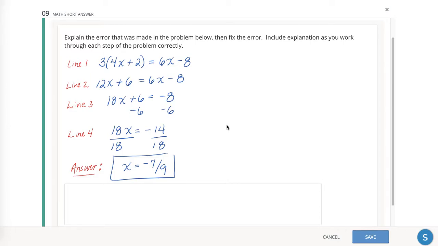Hi, and welcome to a video on how to use the Math Short Answer tool in Schoology. This is also a video on how to effectively communicate mathematics through mathematical expression and writing.